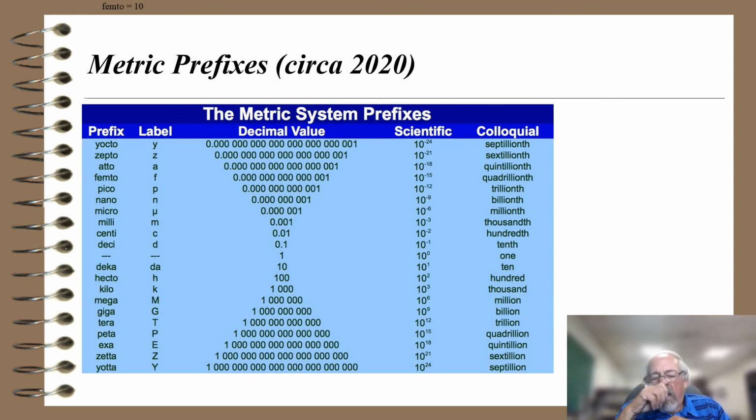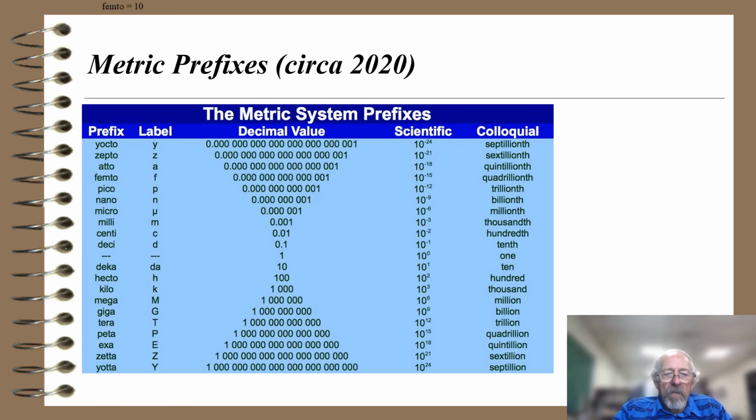And the other ones you probably won't recognize. Atto is 10 to the minus 18th. Zepto, 10 to the minus 21st. And yocto, 10 to the minus 24th, which is a septillionth. On the other scale, getting bigger, deca is a factor of 10. Hecto is a factor of 100. We don't use those too often. Kilo is a factor of 1,000. Mega is a million. Giga is a billion.